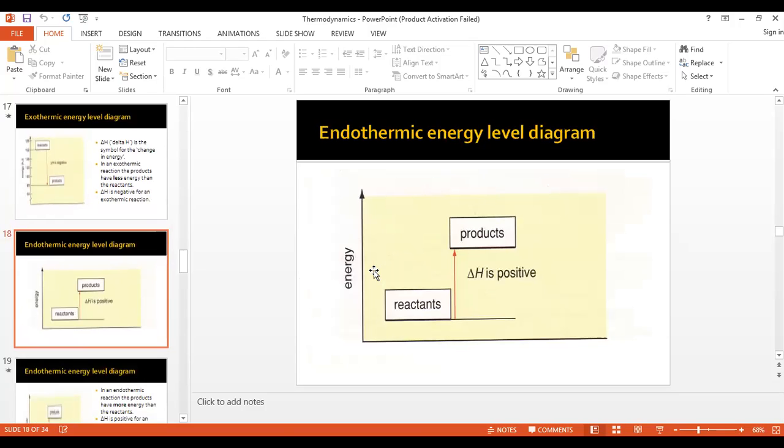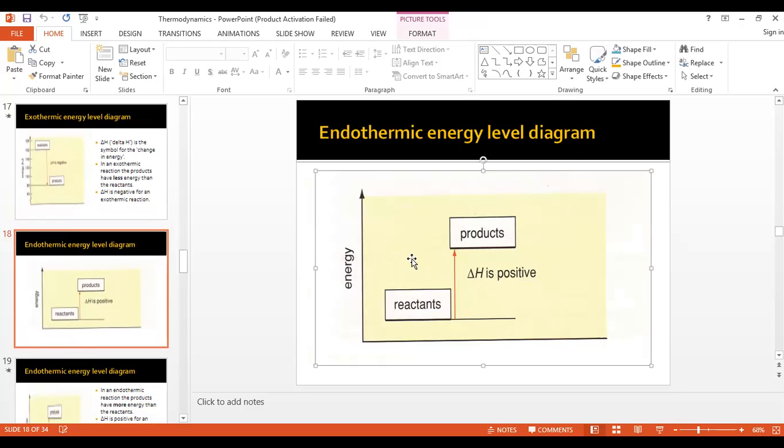Now for the endothermic reaction, you can see that for endothermic, the reactant is down and the product is up. Understand now? So what do you think? Is the amount of reactant greater or the product? Product. Good, excellent. Why? The product is on the top and the reactant is down.